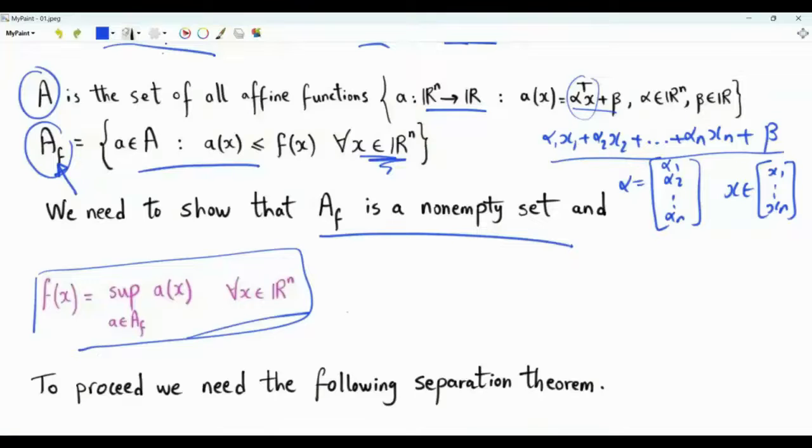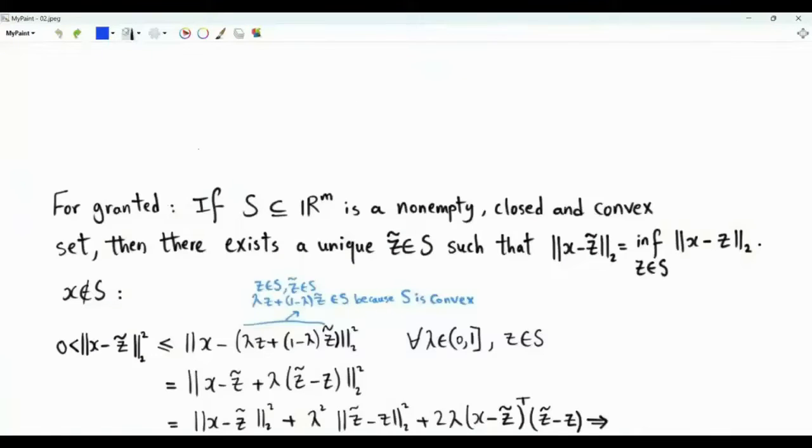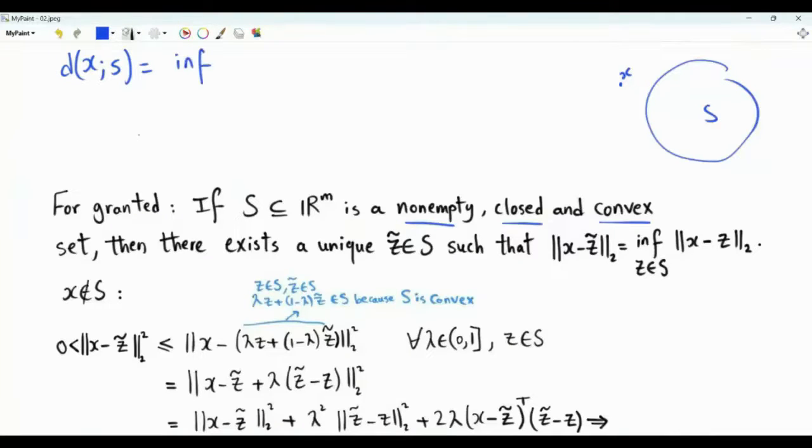To proceed, we need a separation theorem. In order to prove our theorem, I will take for granted the following result. Set S is a subset of Rm, and set S is non-empty, closed, and convex. So this is set S. There is a point in Rm which is x. We define the distance between x and S as the infimum of the L2 norm of x minus z, where z is in S. We measure the Euclidean distance between x and every point in S. We compute the infimum. By definition, this will be the distance between x and S.